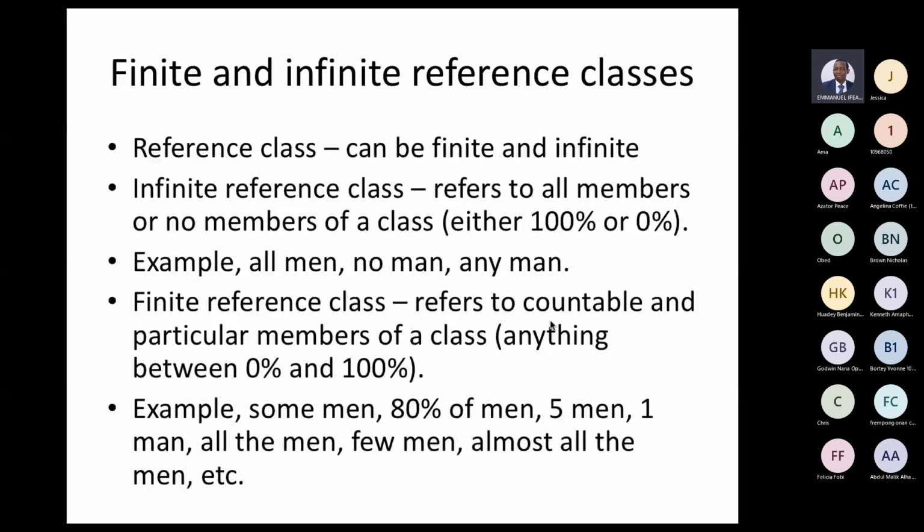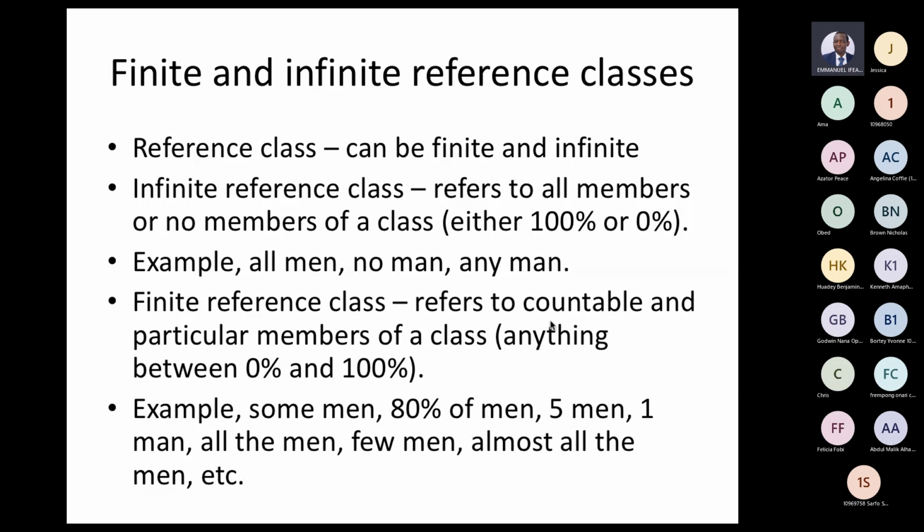On the other hand, the finite reference class refers to countable and particular members of a class, anything between 0% and 100%. Example, some men, 80% of men, five men, all the men, few men, almost all the men. Now, all the men is countable, but all men are not countable. All men refers to all men, both born and unborn, but all the men refers to all the men in this particular place. All the men in this class, all the men in this town, all the men in this country, all the men in this world, they are all countable.